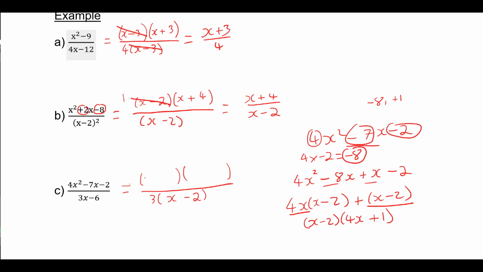So we have on the top x minus 2, 4x plus 1, and we should notice that the x minus 2 terms will cancel out, giving us a final answer of 4x plus 1 over 3.